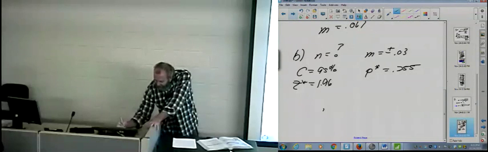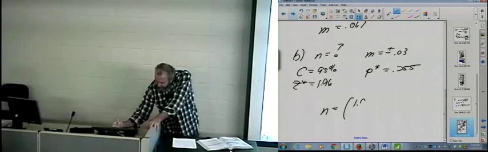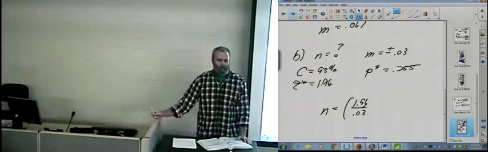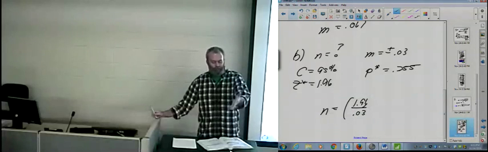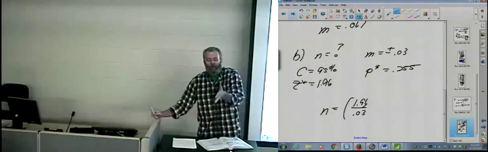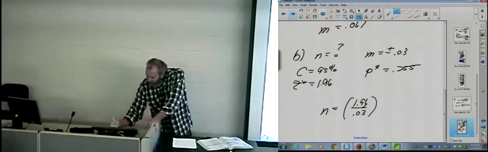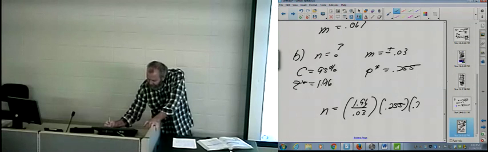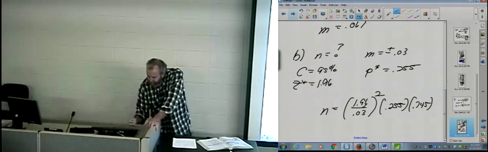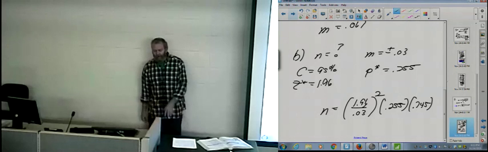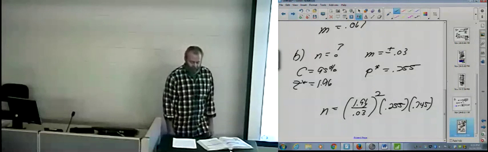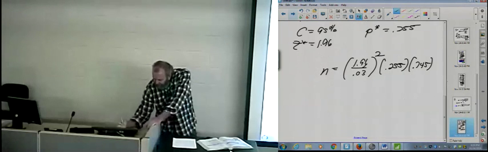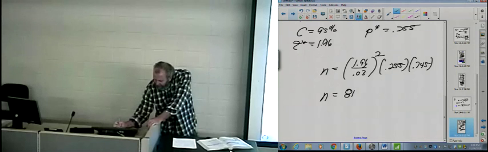So my sample size is supposed to be 1.96 over 0.03. We don't throw in the plus or minus part. I just write it like that so you know you're looking at plus or minus 0.03 as your margin of error, right? The margin of error is 0.03 and you add and subtract. Times 0.255, and 1 minus that is 0.745. Don't forget to square the 1.96 divided by 0.03. You punch all that in the calculator, and what you get is n equal to 810.9.